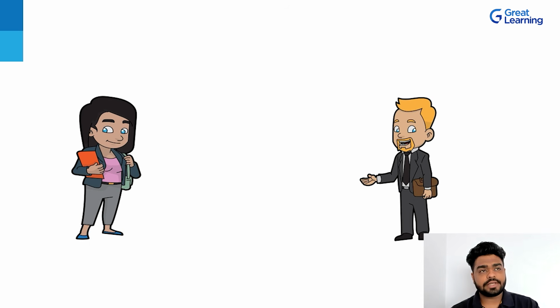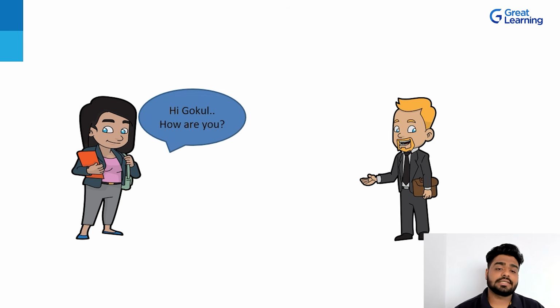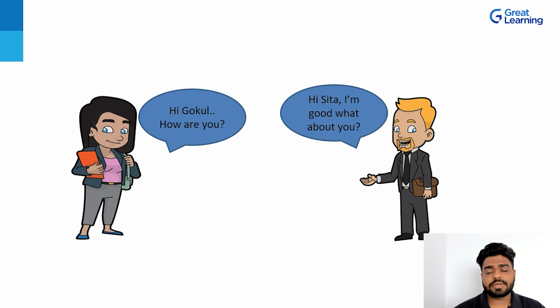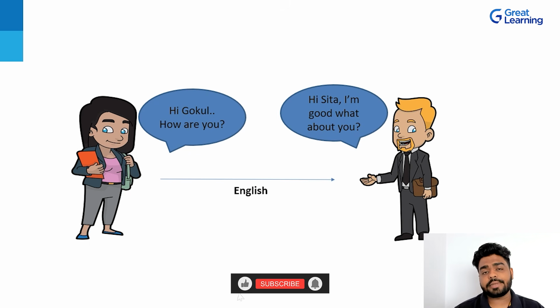What is the difference between Oracle and SQL? We have understood that Oracle is a DBMS software or a database. But what is this SQL then? Let's understand. When we talk to any person, let's say she's saying, hi Gokul, how are you? And the person says, hi Sita, I'm good, what about you? What language are we using? We are using the English language to communicate with a particular person or an individual, correct?